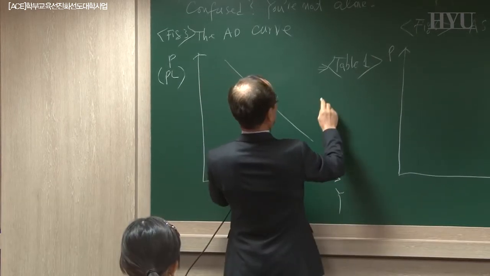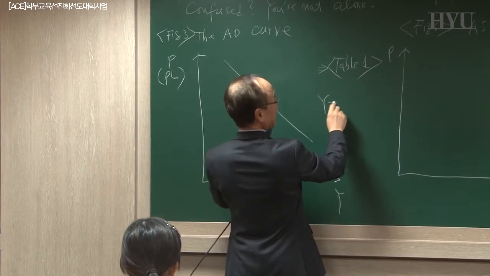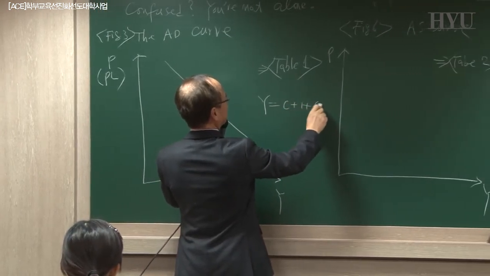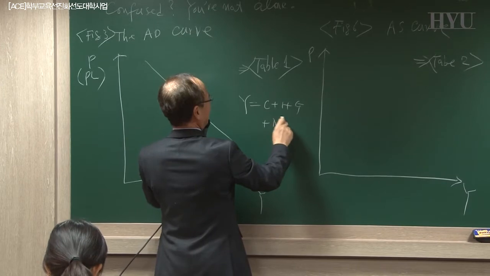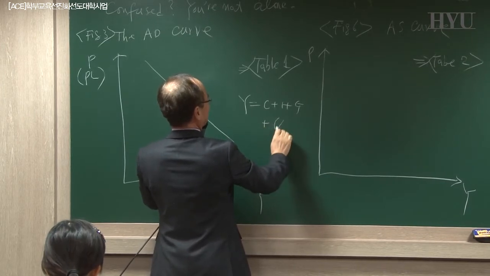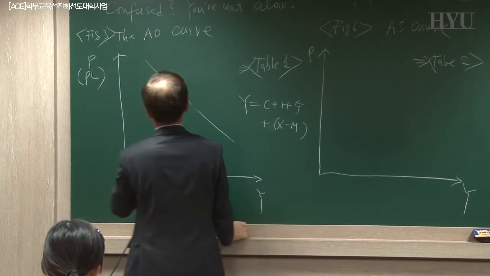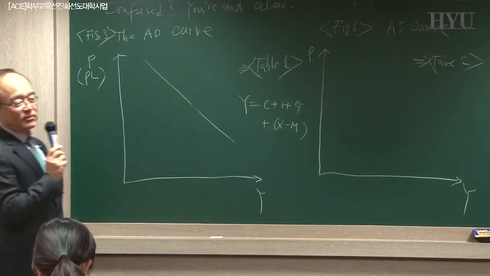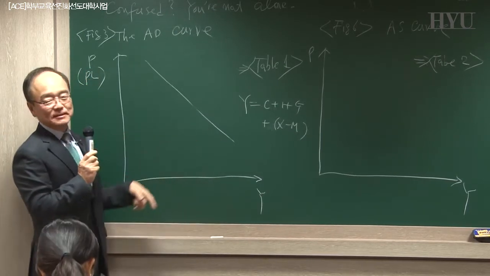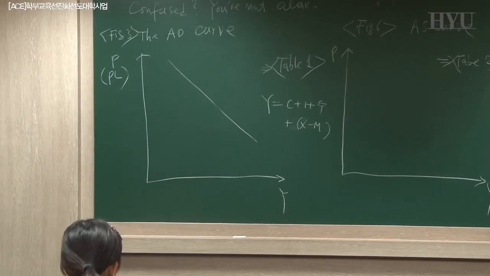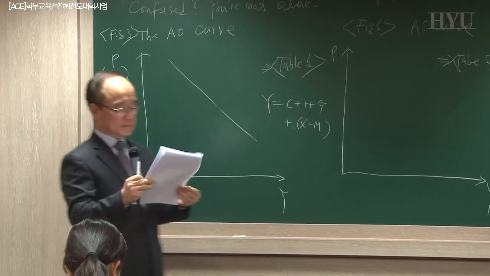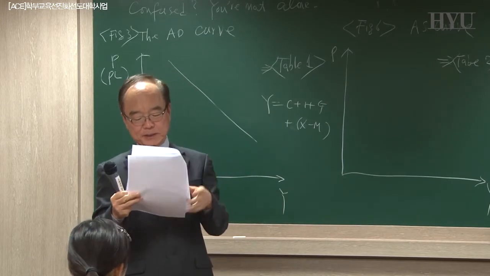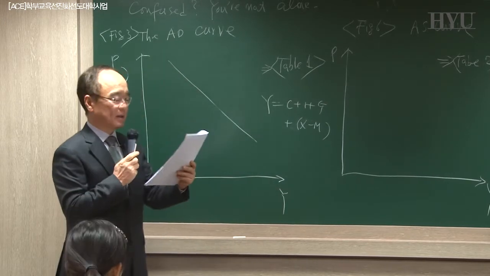Okay, so three reasons. First of all, Y is C plus I plus G plus NX, right? NX is X minus M. So as P goes down, price falls, we move in this direction. So three explanations here. See our class note, page 5.